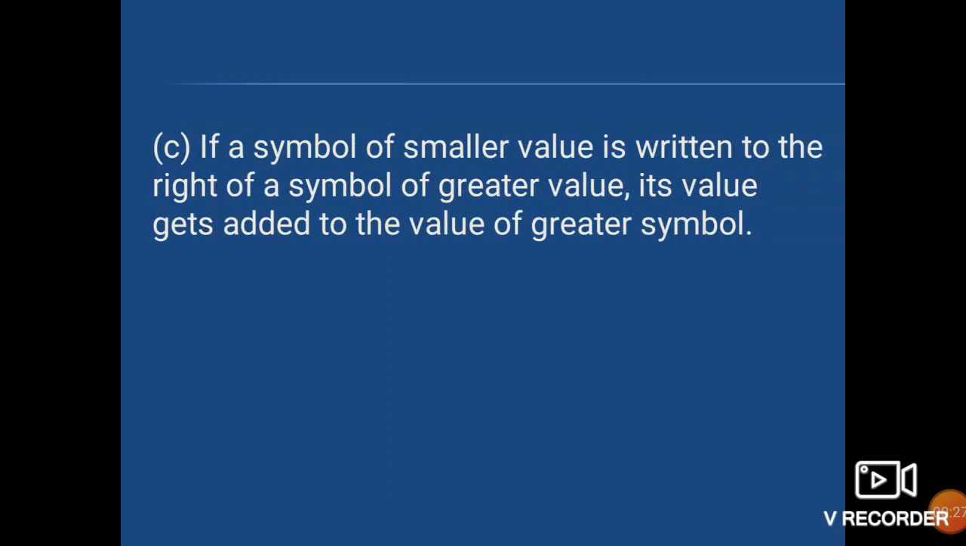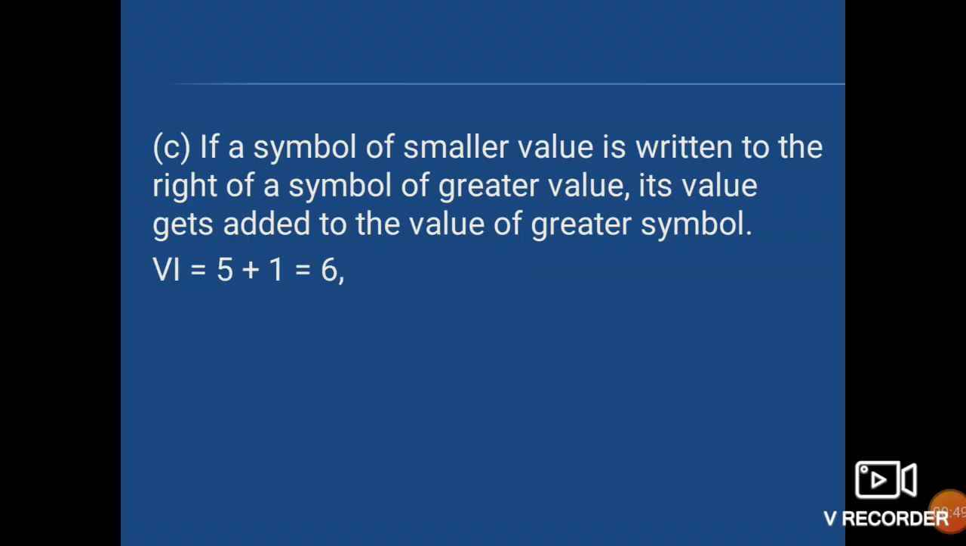Next, third rule, if a symbol of smaller value is written to the right of a symbol of greater value, its value gets added to the value of the greater symbol. Let us see an example to understand this rule. First example, we have VI. So V value is 5 and I value is 1.